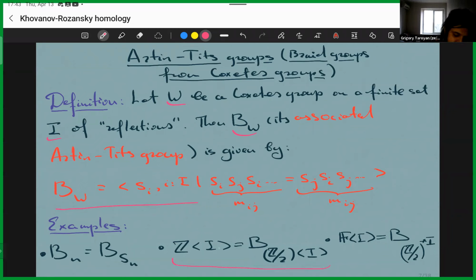So, for example, we can get a free abelian group if we consider the Coxeter group which is just the Z2 module with basis I, or we can get a free group on I generators if we consider the Coxeter group which is a free product of Z2, I times. So it's a group where all entries in the Coxeter matrix are infinity except the ones on the diagonal.